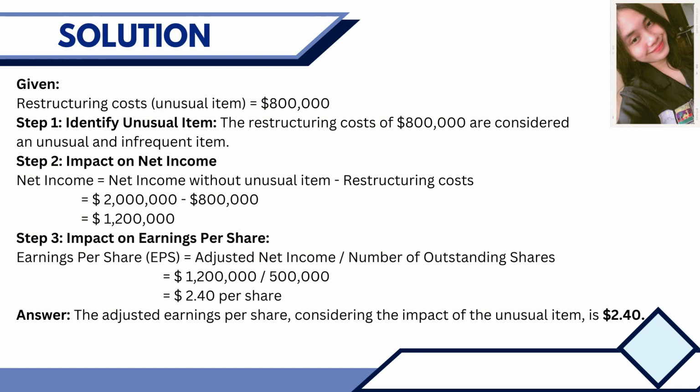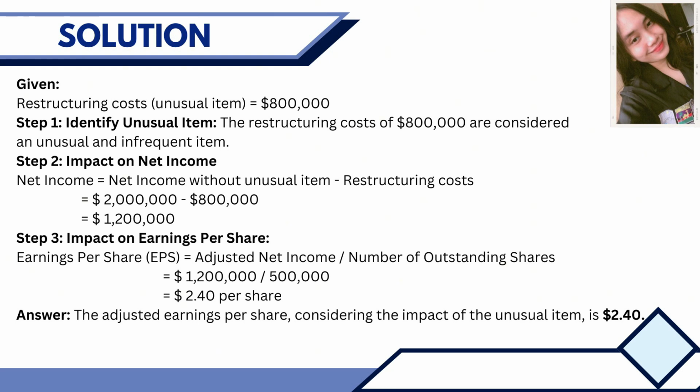Calculate the adjusted earnings per share by dividing the adjusted net income by the total number of outstanding shares. So, $1,200,000 divided by 500 is equal to $2.40 per share. Therefore, the adjusted earnings per share considering the impact of the unusual item is $2.40.